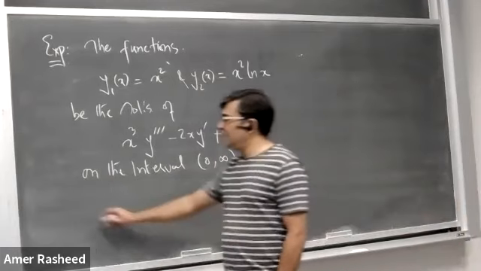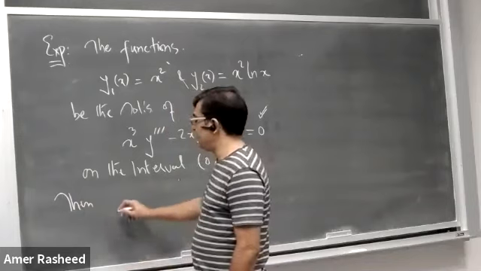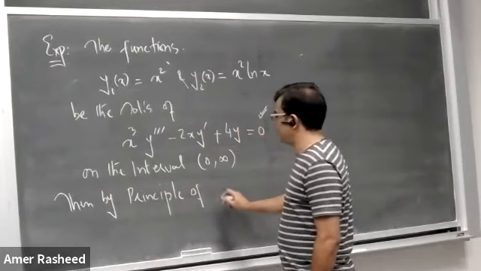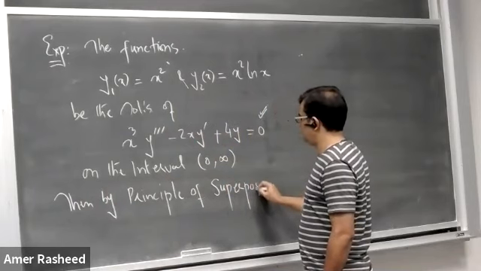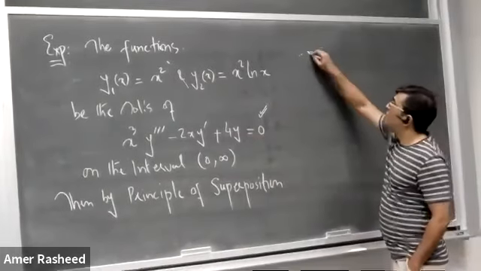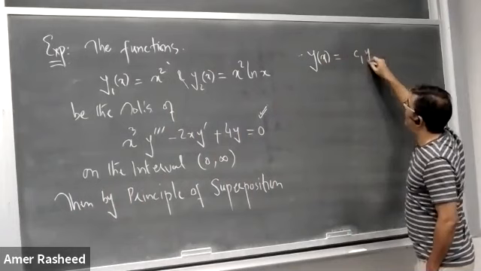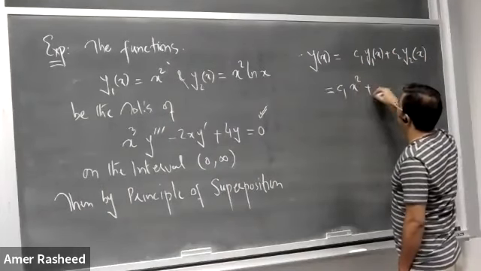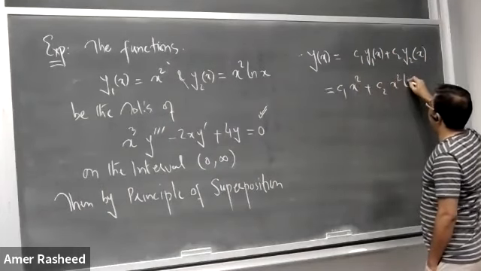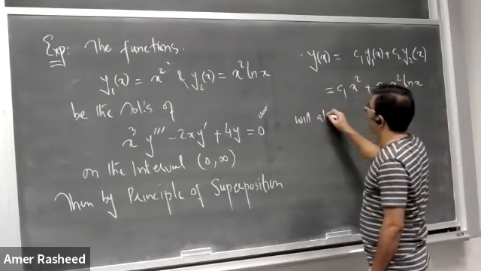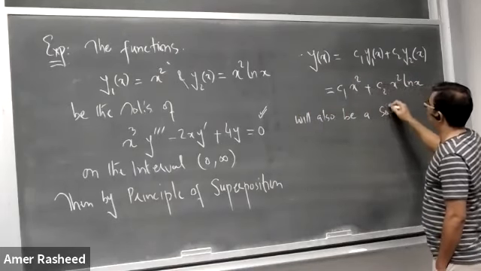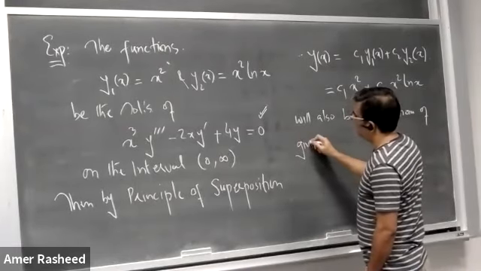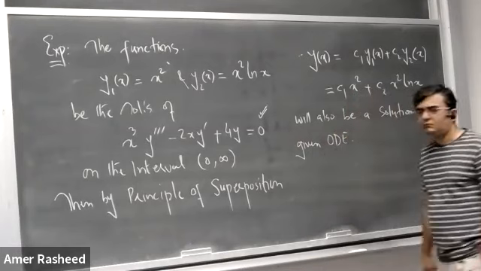Then by using the principle of superposition, the linear combination y equals C1 y1 of x plus C2 y2 of x, meaning C1 x squared plus C2 x squared log of x, will also be a solution of the given ODE.